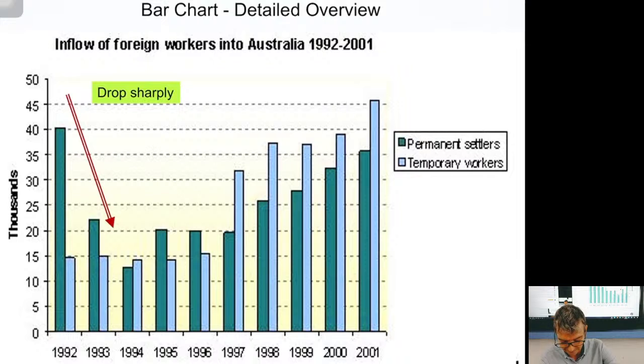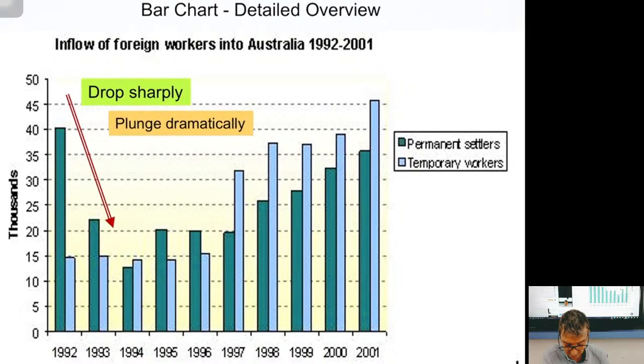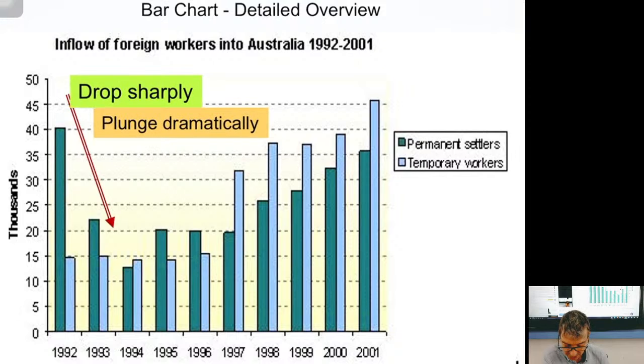So drop. And then it's quite a fast drop, so we can use drop quickly or drop sharply, something like that. We could also say plunge. Plunge gives a feeling that it's a faster drop. And then we can have dramatically as the adverb.